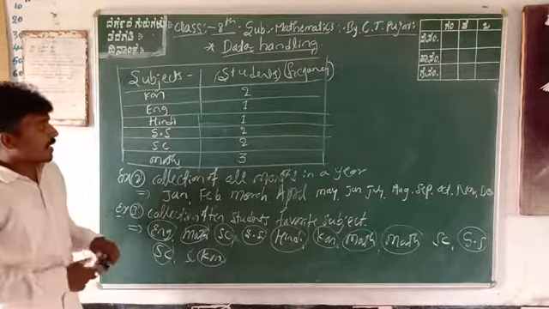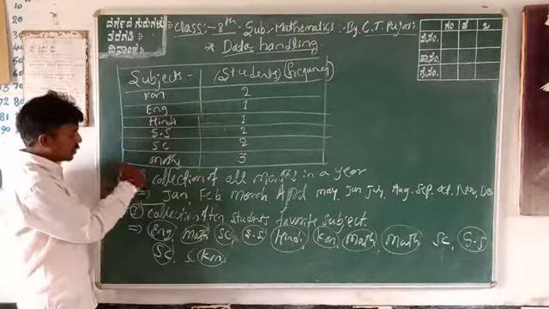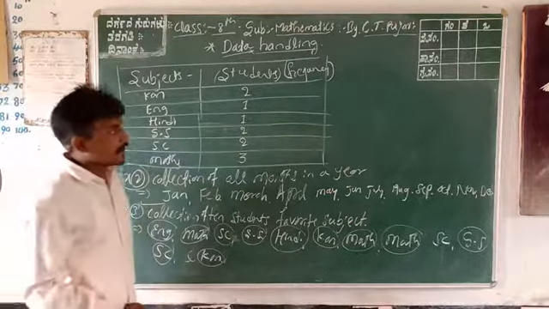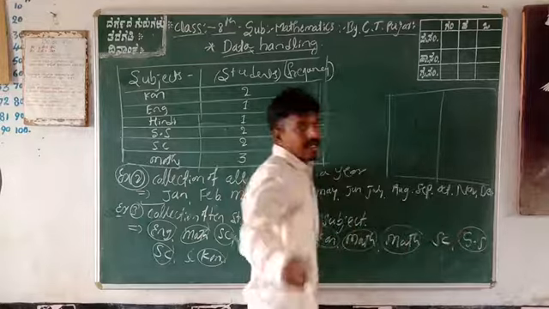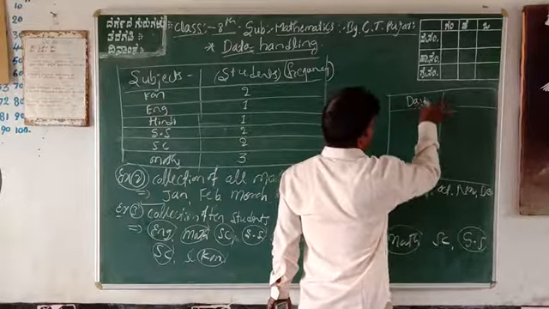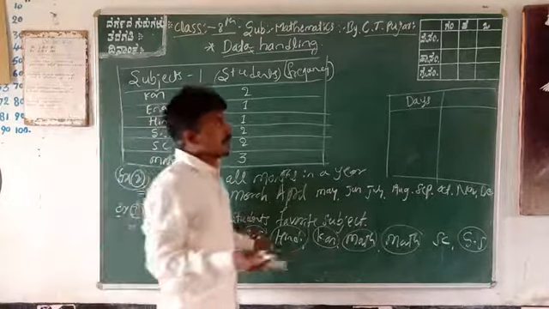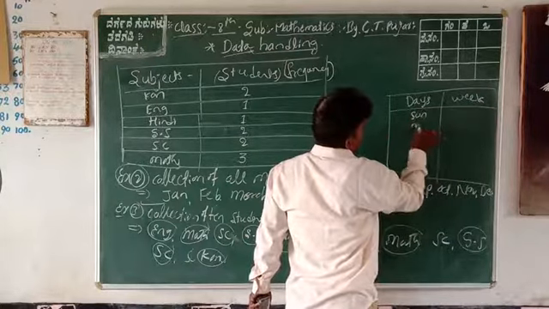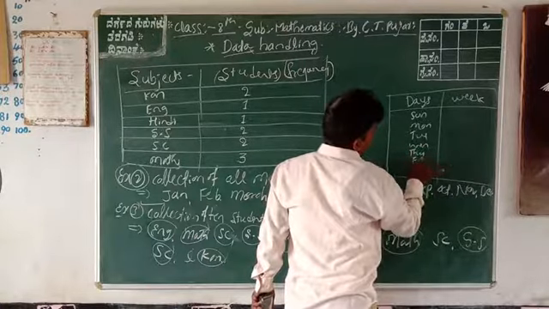Example 3 only you can write in the distribution table, but example 2 and example 1 cannot be expressed in the distribution table. For example, consider a collection of days in a week. Days in a week cannot be written in a frequency distribution table, because in a week there are Sunday, Monday, Tuesday, Wednesday, Thursday, Friday, Saturday.